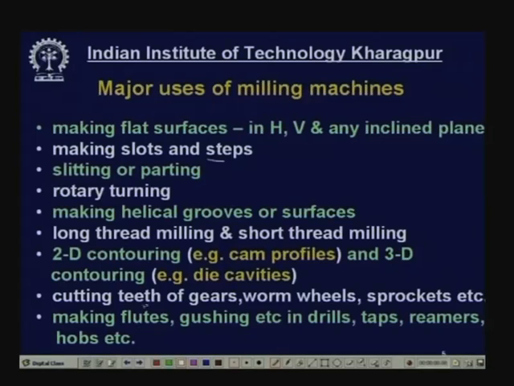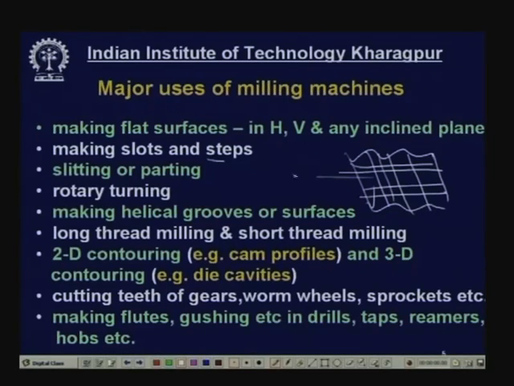Making flutes, say gashing, in drills, taps, reamers, hobs, etc. A hob is a worm basically, isn't it? So here you see, this is a worm like this, and now if we cut slots like this, then we produce the cutting edges. This is called gashing, which can be done in drills, taps, reamers, hobs. This gashing is nothing but grooving. These are again done by milling cutters in milling machines.